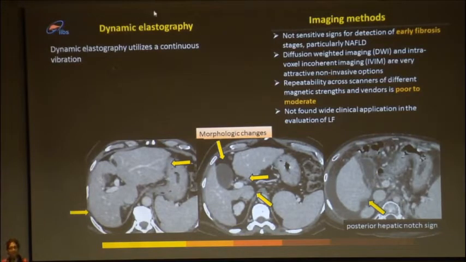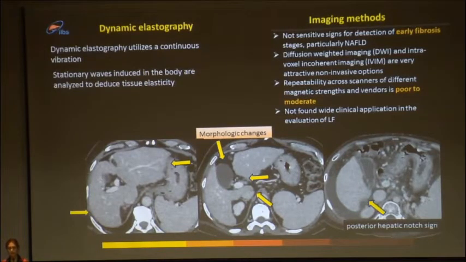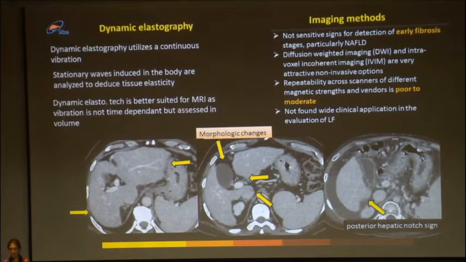Now, why dynamic elastography? Elastography happens to give us a continuous vibration method where we can assess the liver over a period of time and measure a larger volume. So stationary waves are produced, they're induced into the body, and they analyze the tissue elasticity. I will show you more of that. These technologies are better suited for MR as vibration time is not dependent but assessed in a volume, like I said.